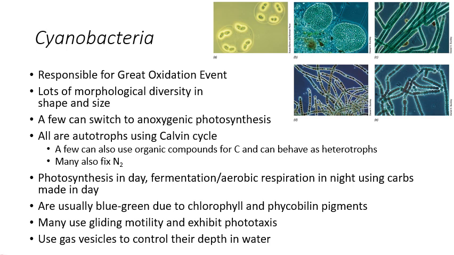A lot of the cyanobacteria use gliding motility to move along the surface, and they do phototaxis very frequently as well, meaning that they move towards light. And specifically, they'll move towards the wavelengths of light that chlorophyll is most able to absorb. And a lot of the time, they'll have gas vesicles, little membrane sacs full of gas inside the cell that they're using to control how deep they are in the water. That way, they make sure that they're not so deep that there's not enough light for them to do photosynthesis.